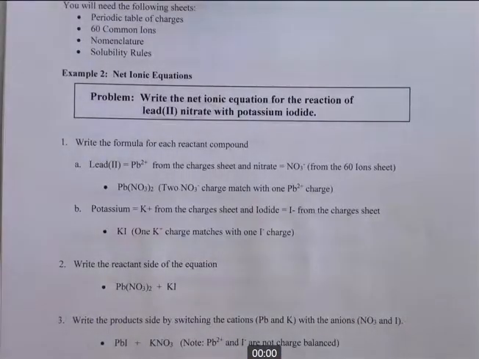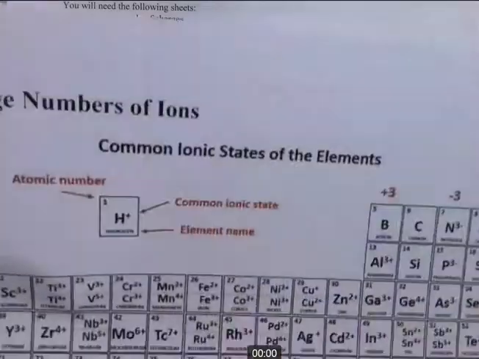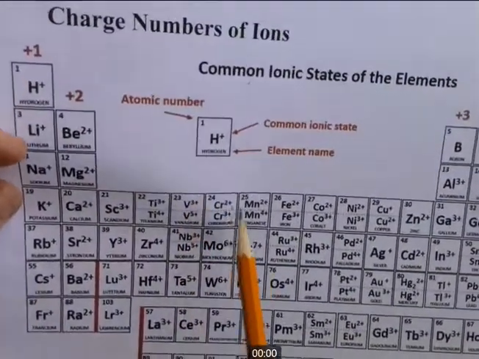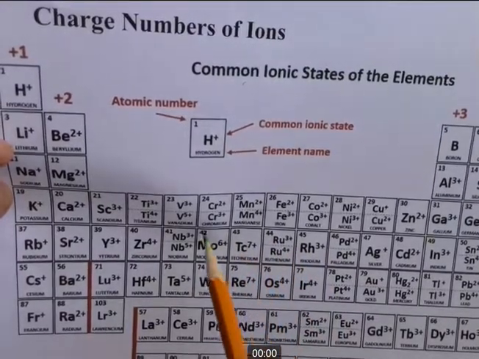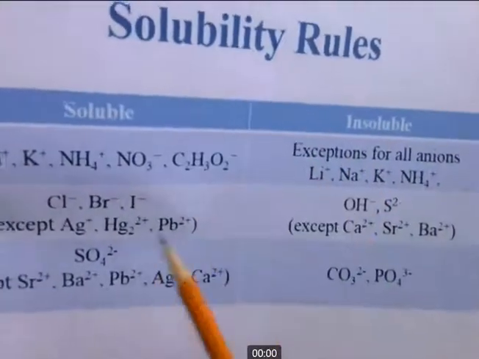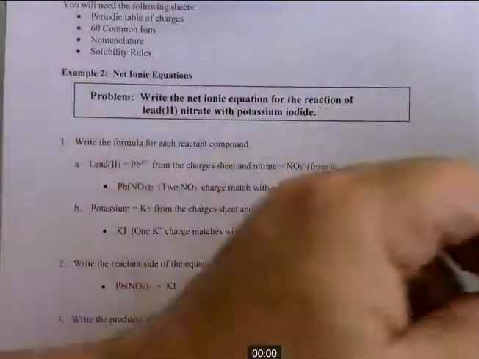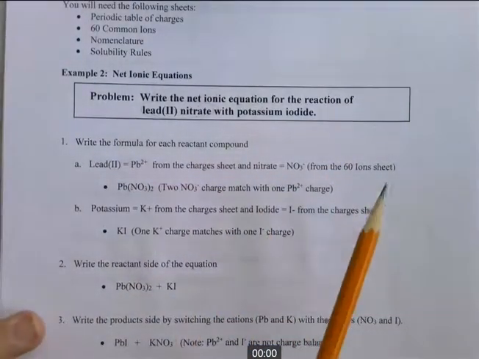You can also have your charge numbers of ions. I tend to prefer the 60 ions, but this does have some elements that are not on that sheet, but it's only elements. But have that out too. Next thing is you need to have solubility rules, okay? So you have to have that out. And finally, you should just have a regular periodic table out.